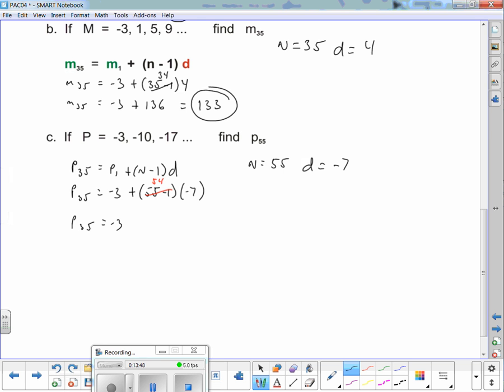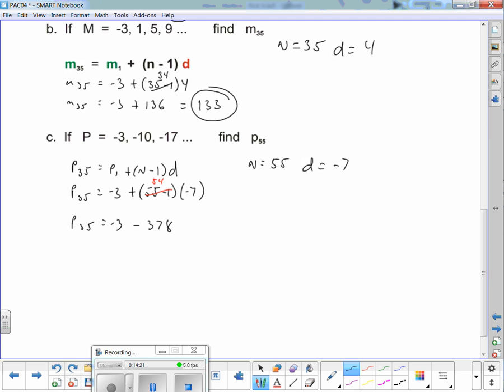So 54 times negative 7. This is what I did. Negative 7 times 50 is negative 350. Okay, but I need another 4 times negative 7 more, right? Because it's 54, not 50. So 4 times negative 7 is a negative 28. So that's negative 378. Is that right?